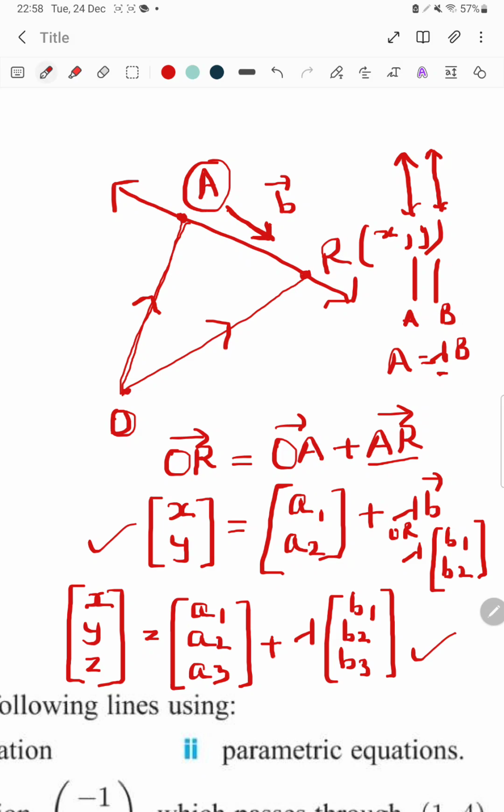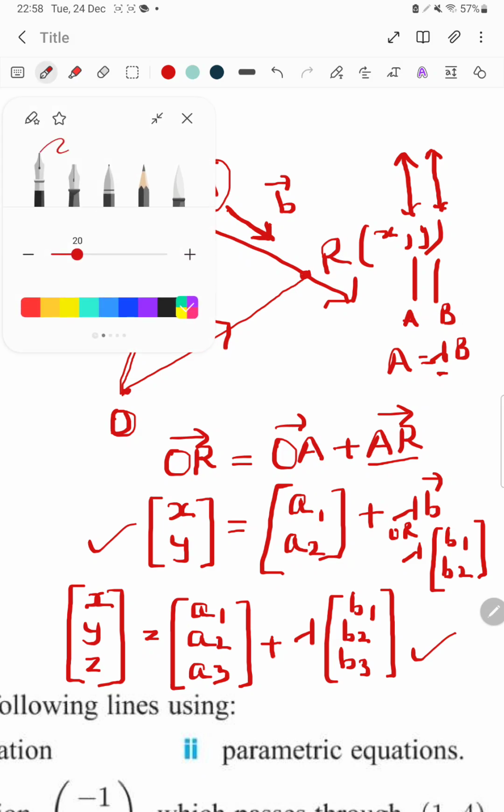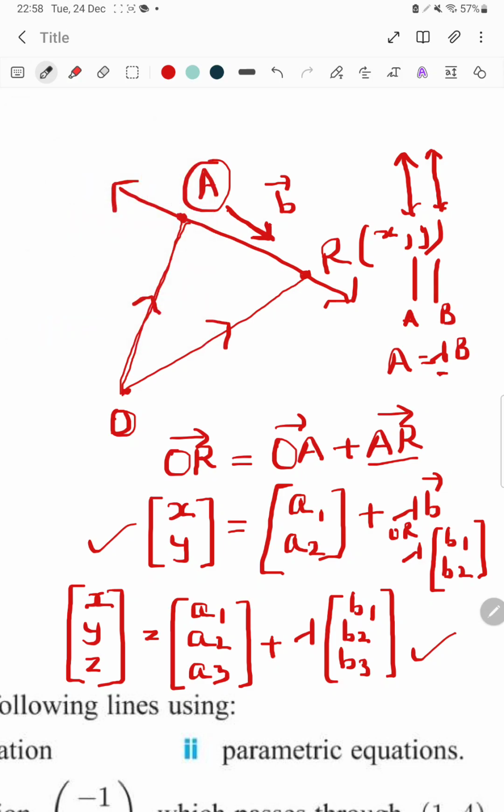Just two pieces of information we have to remember: there is a given point, which will have coordinates like A, and there is a general point, and the direction is given by the parallel vector. Now from here we can derive another equation, and that is known as the parametric equation of the line in 3D or in 2D.